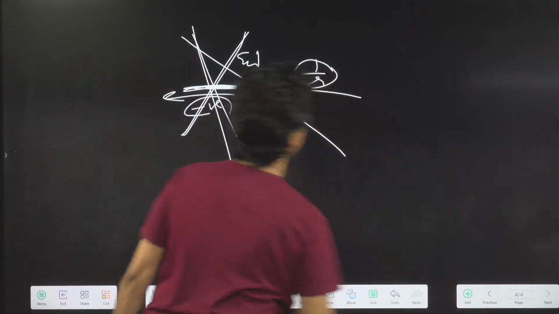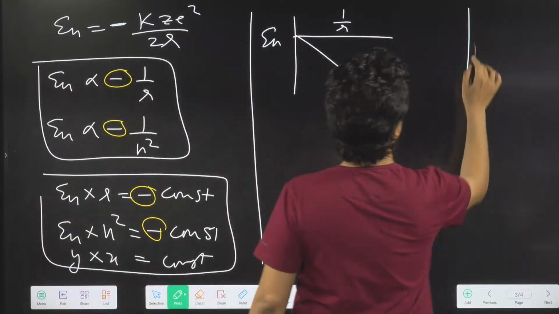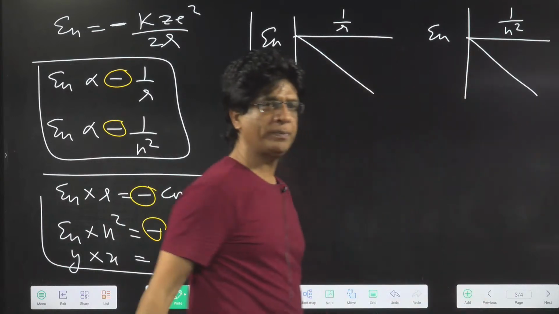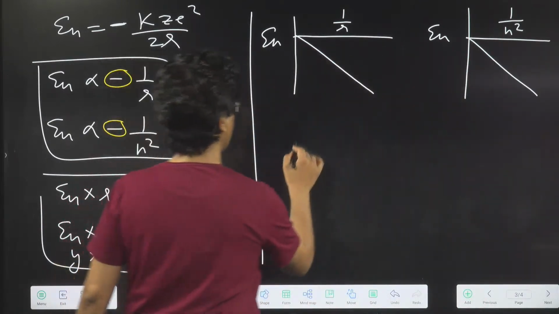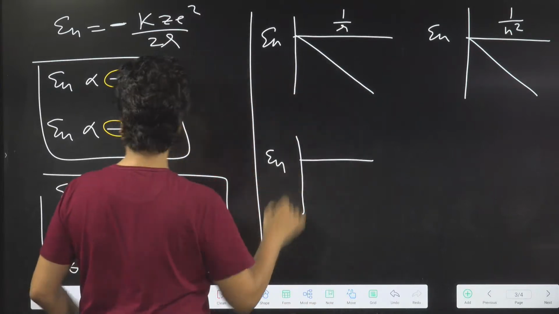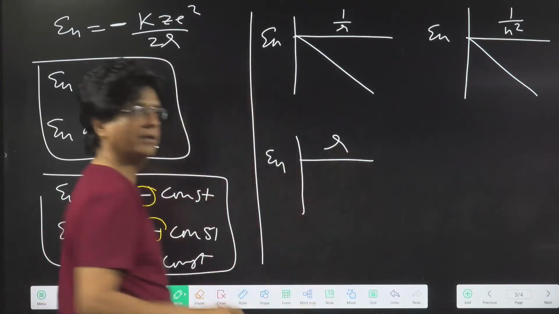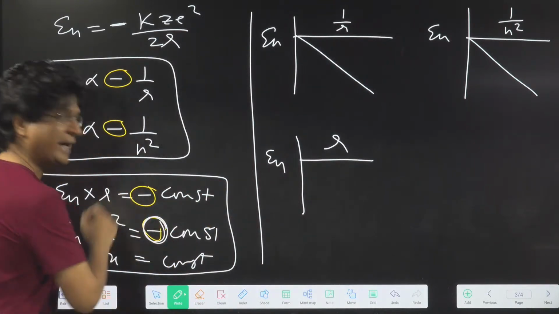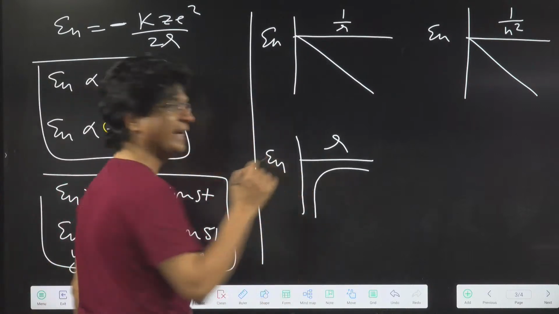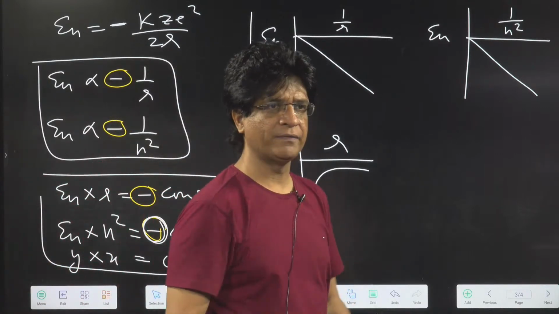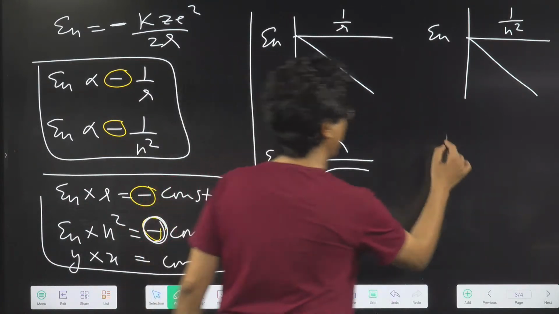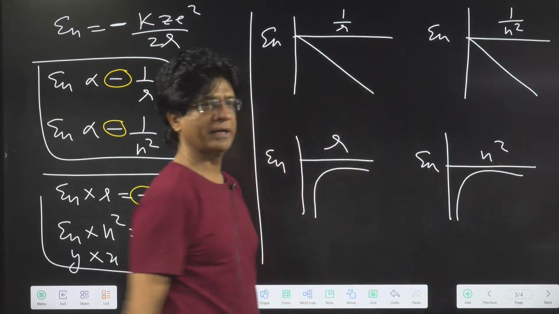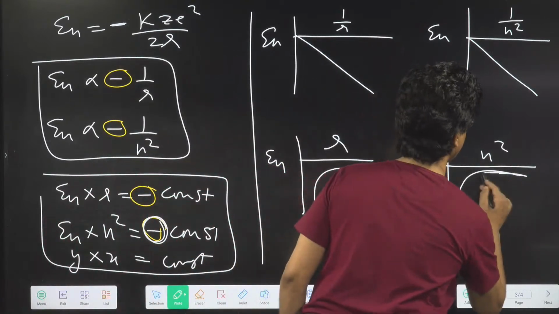Okay. So here we go. How about this one? En over here and 1 by n square. Again a negative slope. Okay, now one more. This is En and this is R. So it will be a negative rectangular hyperbola. This energy is always negative. Energy is always negative in the bounded state. And out here, En and n square. Again a rectangular hyperbola. Yes or no?